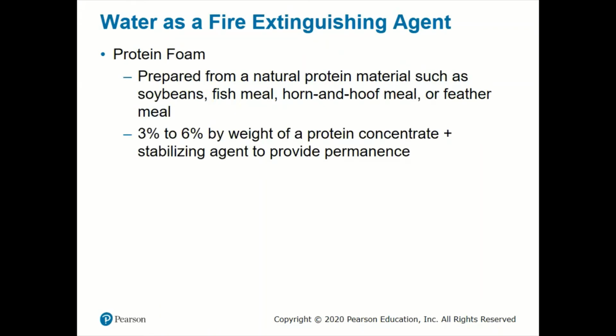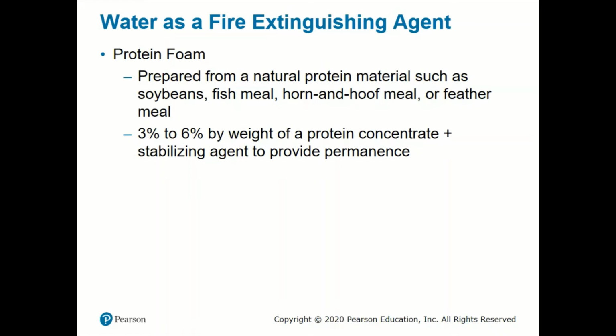There's another type of foam called a protein foam. This one's kind of interesting. We see it prepared from some sort of natural based protein material. So it can come from things like soybeans, plant-based. It can come from animal-based sources like fish meal or horn and hoof meal or feather meal. By definition, it is 3 to 6% weight of the protein plus some sort of stabilizer. And the idea is to create a more permanent kind of barrier.